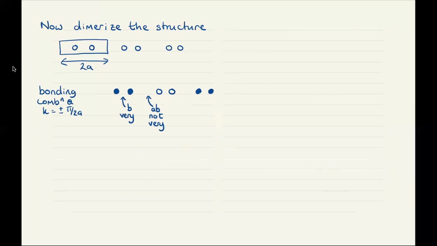The combination that was anti-bonding within the unit cell at the zone boundary at plus or minus pi over 2a is very strongly anti-bonding because these atoms are now close together, whereas between the unit cells it's bonding, but not very strongly bonding, because these atoms are now far apart.